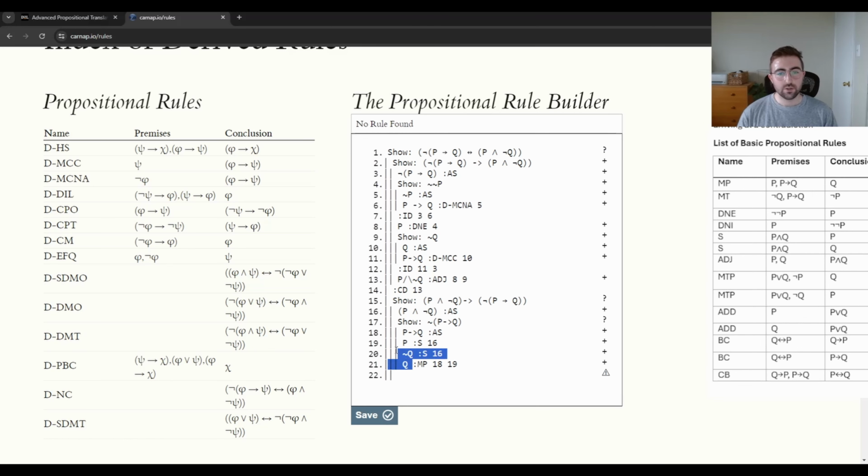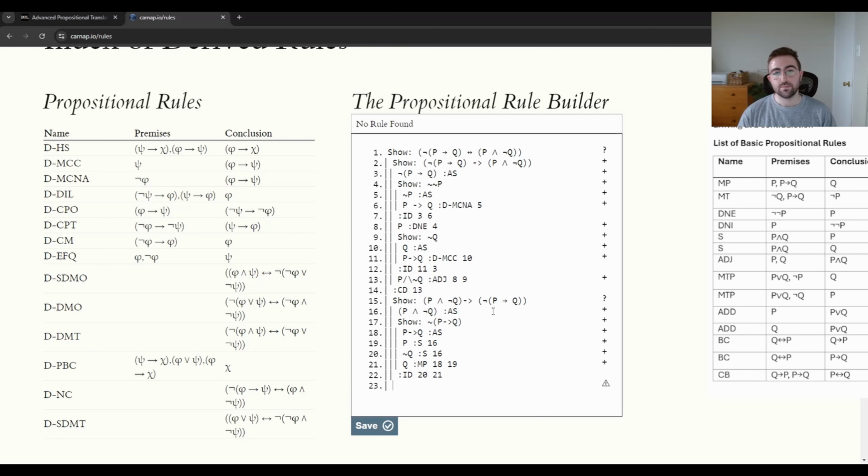But again, here's a contradiction. Look at that. Not Q and Q contradict each other. So we have an indirect derivation of what we were trying to show. Because we assumed P arrow Q, we got a contradiction. So now, of course, we have not P arrow Q. Contradicting lines were 20 and 21.